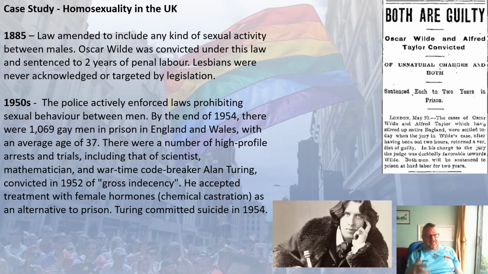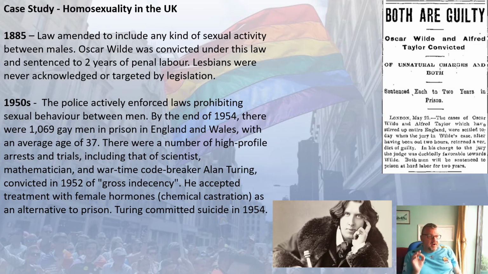And we go all the way through to the 1950s. Nothing changes till the 1950s. And it would be true to say in the 1950s the police were actively enforcing laws that prohibited sexual behaviour between men. Remember, it's still illegal in the 50s. By the end of 1954, there were 1,069 gay men in prison in England and Wales. They had an average age of 37.